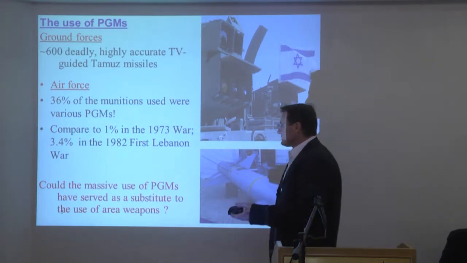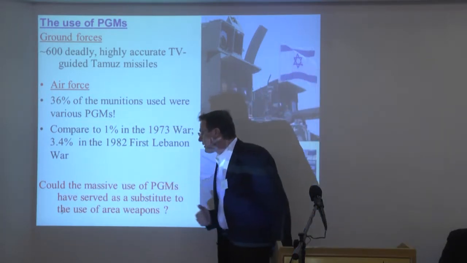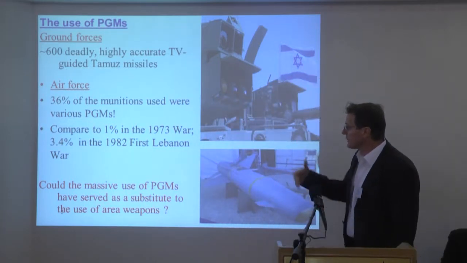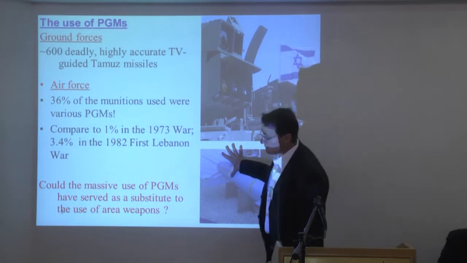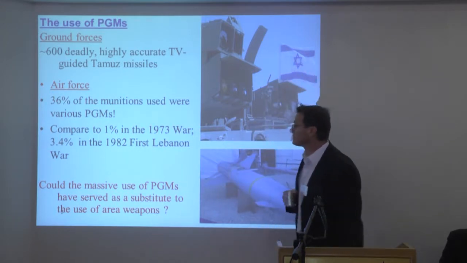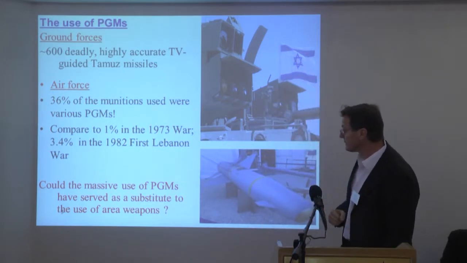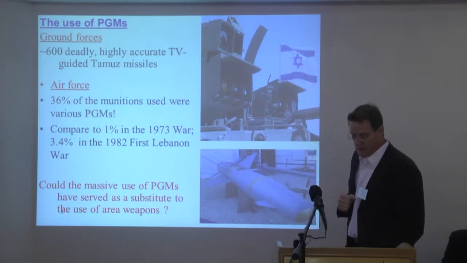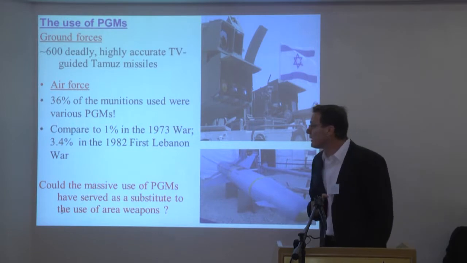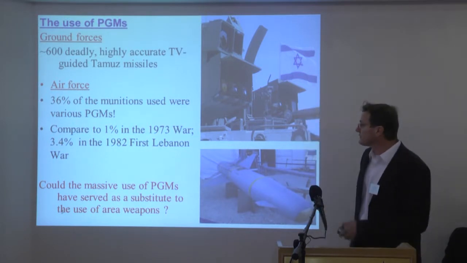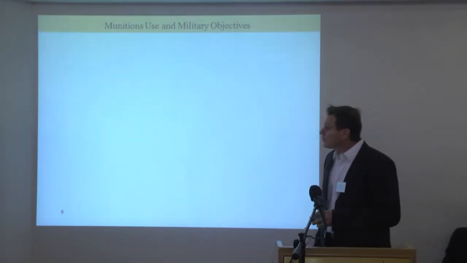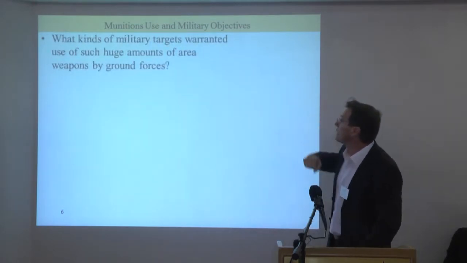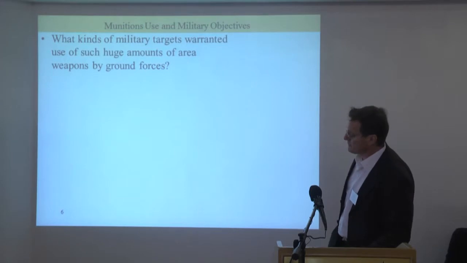And then there's a question: could the massive use of PGM have served as a substitute for the use of area weapons? Because area weapons are the most problematic issue from the IHL perspective, especially cluster munition, which, unlike other area weapons like flechette, have post-conflict effect. So what was the purpose of using such a huge amount of area weapons?